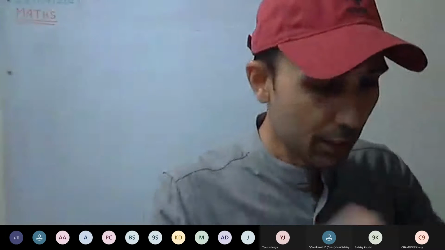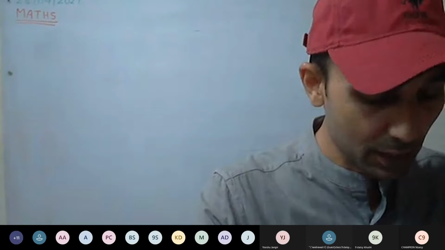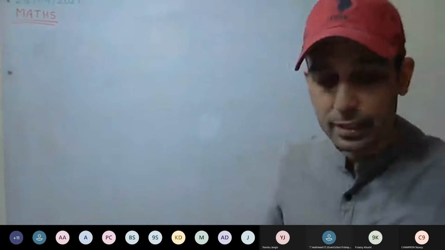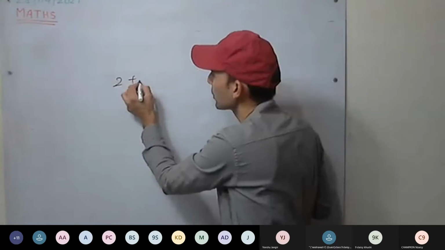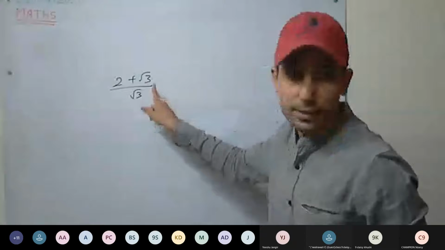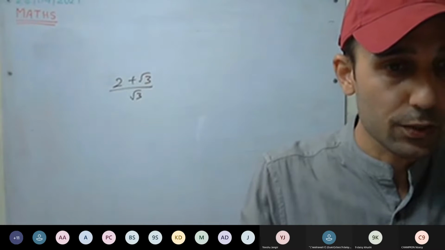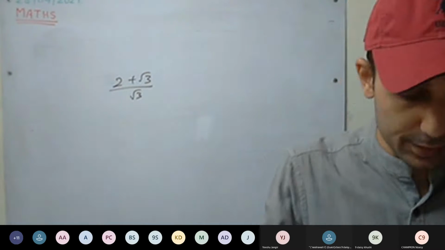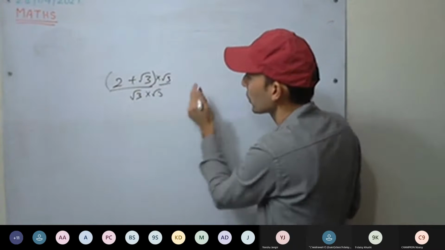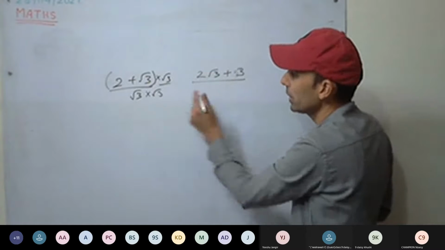Third one. Tell me anyone, how are we going to rationalize it? First, we will rationalize the denominator by multiplying it with root 3. So the division is 2 plus root 3 divided by root 3. First, we should not put the values directly here. We first rationalize the denominator, so multiply with root 3. So it will be 2 root 3 plus 3, and in the denominator it will be 3.